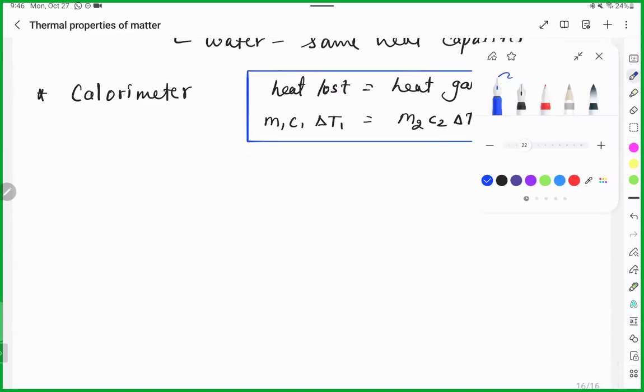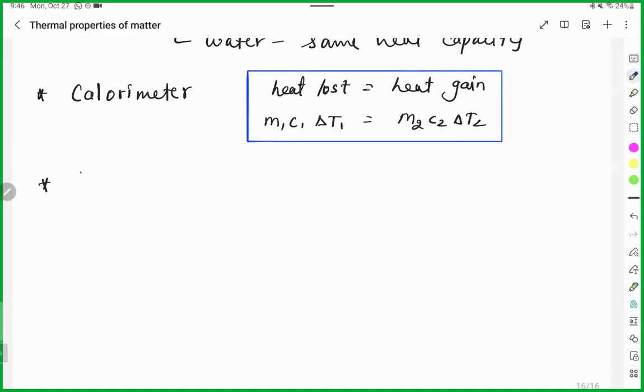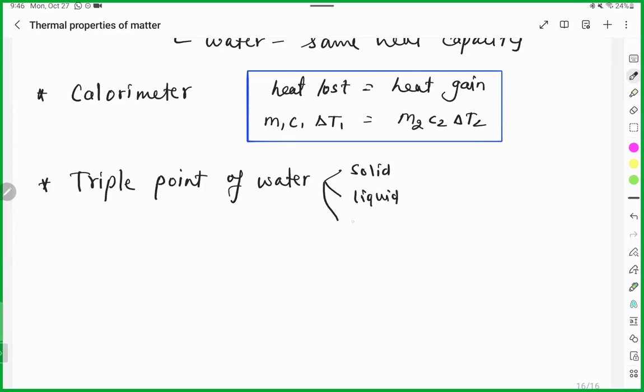Anvita, what is the triple point of water? All the phases are together present and in equilibrium. So water is present in solid, liquid, and gas at the same temperature, that is 0 degrees Celsius.